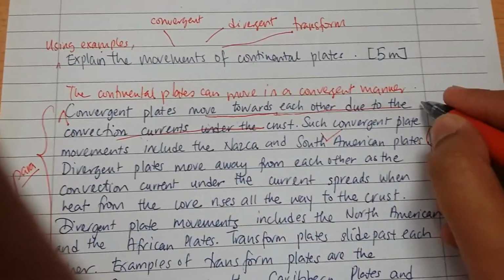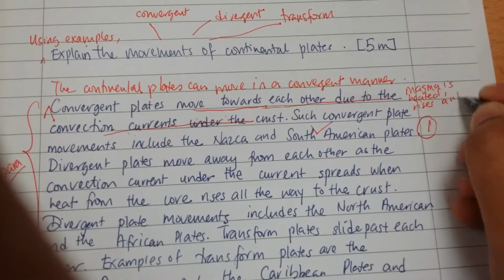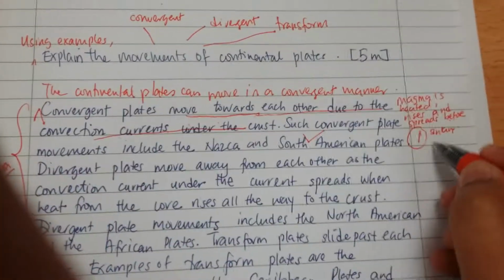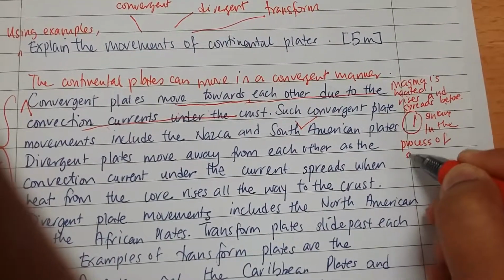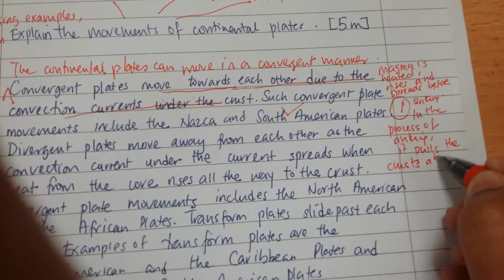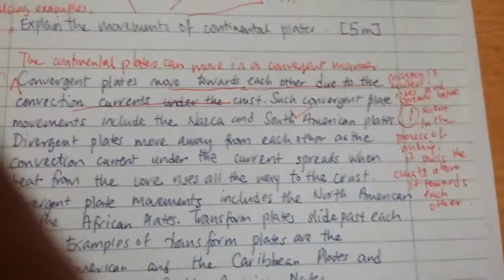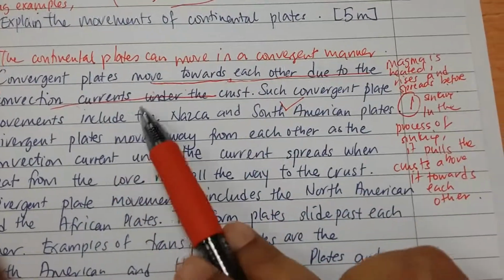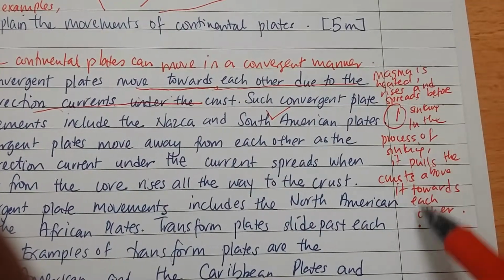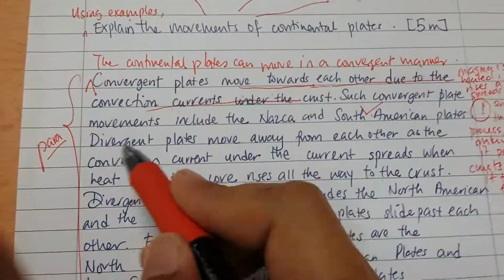Yeah, you got to talk about the magma is heated, it rises and spreads before sinking. Okay, so in the process of sinking, it pulls the crusts above it towards each other. So I need very detailed answer on how this convection current actually caused the plates to move towards each other. All these are missing from your answer, and if need be, you can draw a simple diagram to support all this. Okay, so as a result, you cannot get the mark for the explanation, so you get only 1 mark for the example.